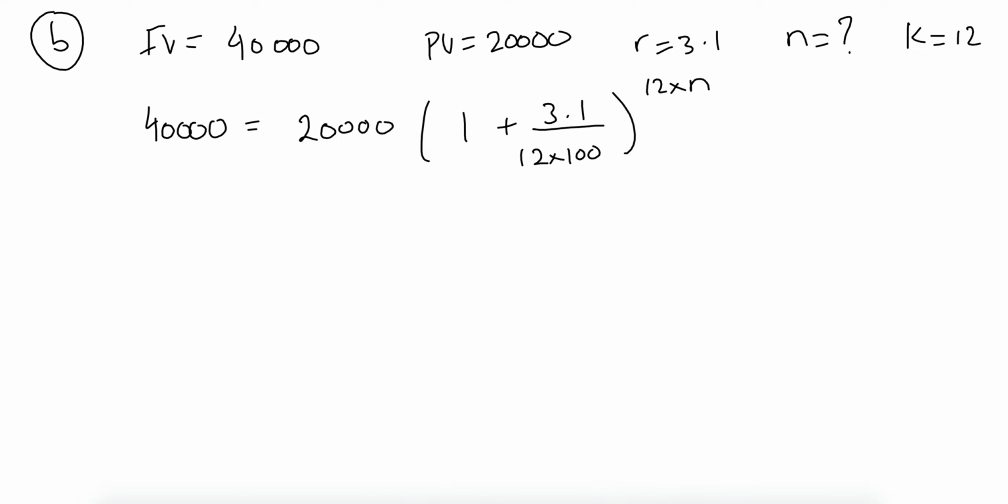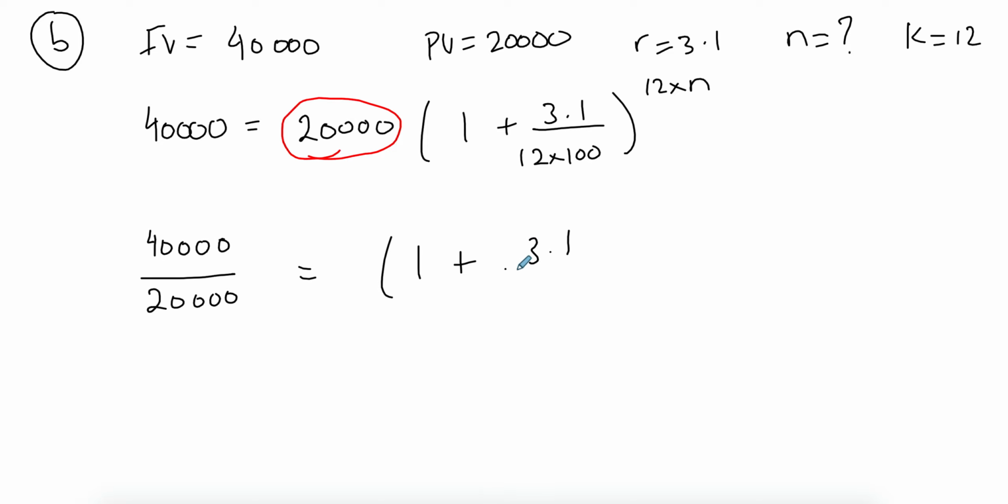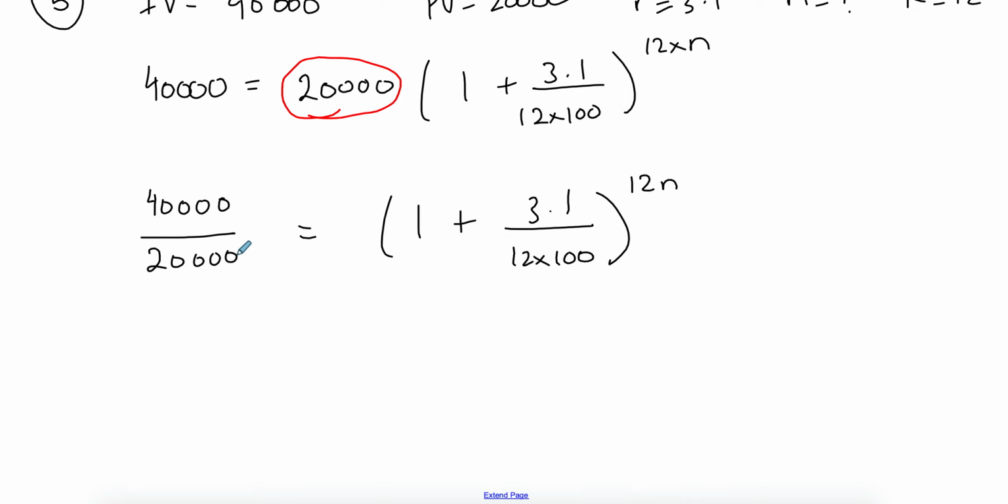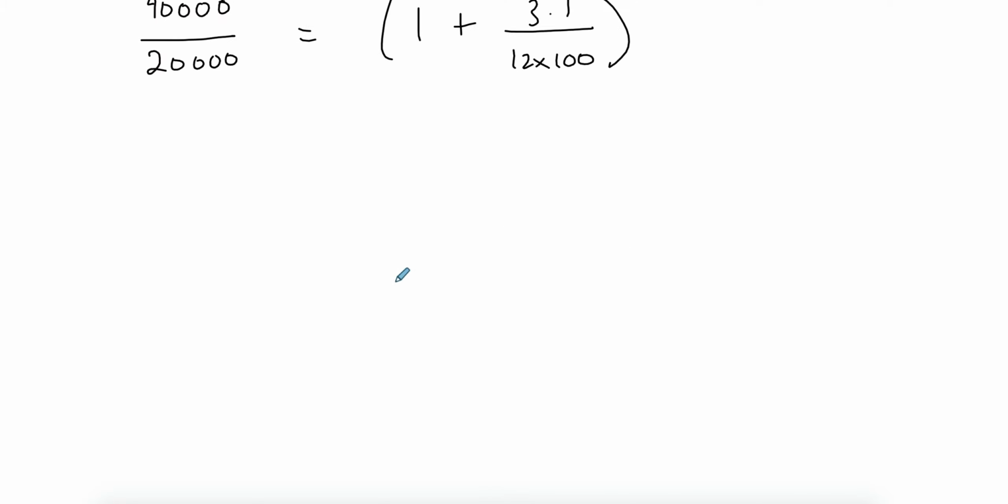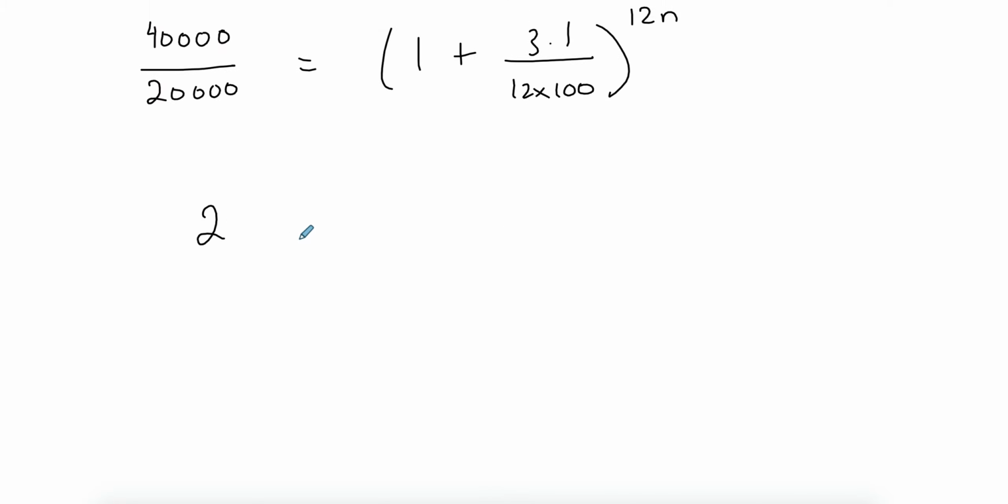Now, to solve this, you have to first simplify everything. As many numbers as possible, just simplify them. So I can get rid of this 20,000, so I'll divide by 20,000 here, 20,000 there, so I'm going to get 40,000 divided by 20,000, and this will be 1 plus 3.1 divided by 12 times 100, to the power of 12n. Now this part will simplify to 2, because remember it's double. So this will be 2.